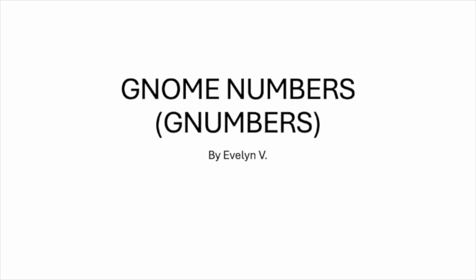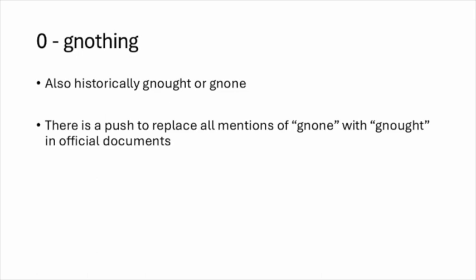I'm just going to do a quick little video on gnome numbers, also known as numbers. So first we have nothing, which is the gnome equivalent of 0. It used to be naught and also none, but because none is spelt pretty similar to gnome, there's a push within the gnome community to replace none with naught in all official documents.